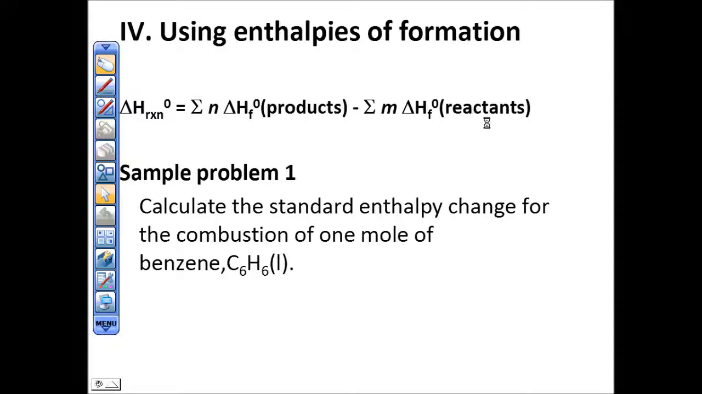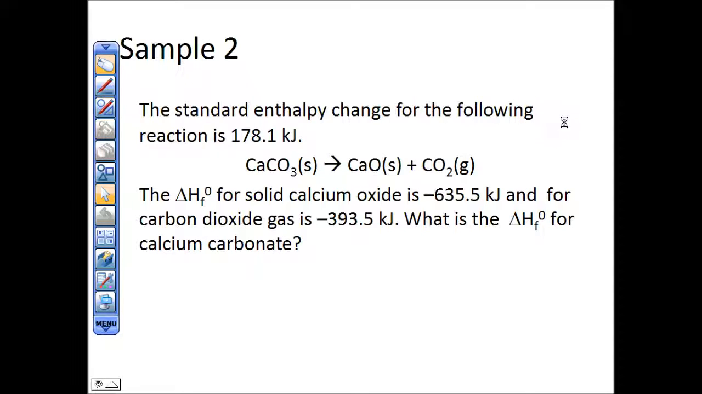Our next example, again, you may want to write it down because we're going to go to a blank page. It says the standard enthalpy change for the following reaction is... So they're giving us the answer. This is the delta H, 178.1. So they're giving us what the overall is, and they're wanting us to find an individual one. So we're going to actually have an X.